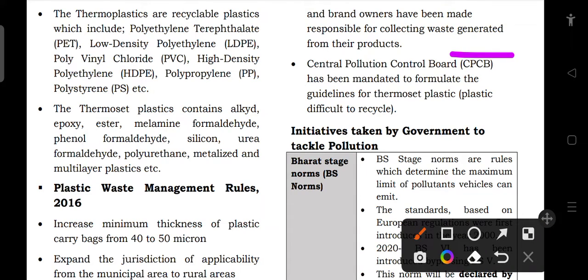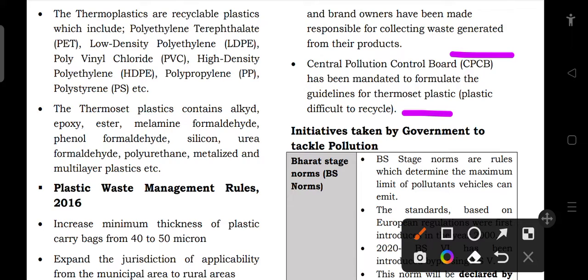So this is a very good collect back system called EPR. Now CPCB has also been mandated to formulate the guidelines for thermoset plastic. Thermoset plastics are generated in very small quantities, but still they are not recyclable, which is again a very big drawback.